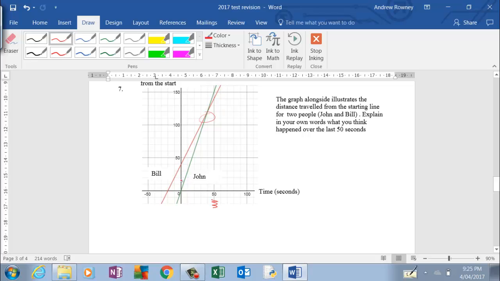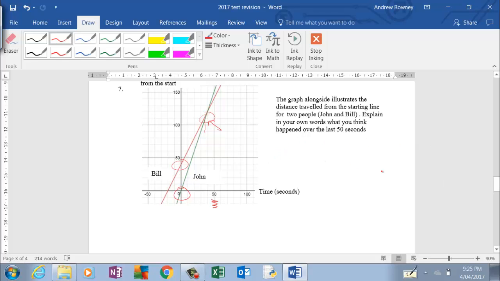But Bill's had a head start. He started at the 40 metre mark in front of the starting line, whereas John started at the start. And you can easily see the point here where they actually pass, so it looks like it's about 110 metres, 10 metres from the start line, and the time at which it occurred. It's a little bit difficult because it's in between two grid lines, but it looks roughly about 35 seconds.